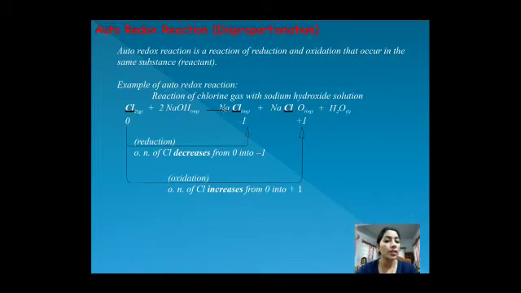So in the first case, the oxidation state changes from 0 to -1, which means there is a reduction in the oxidation state. In the second case, there is an increment in the oxidation number from 0 to +1, so this is the oxidation.